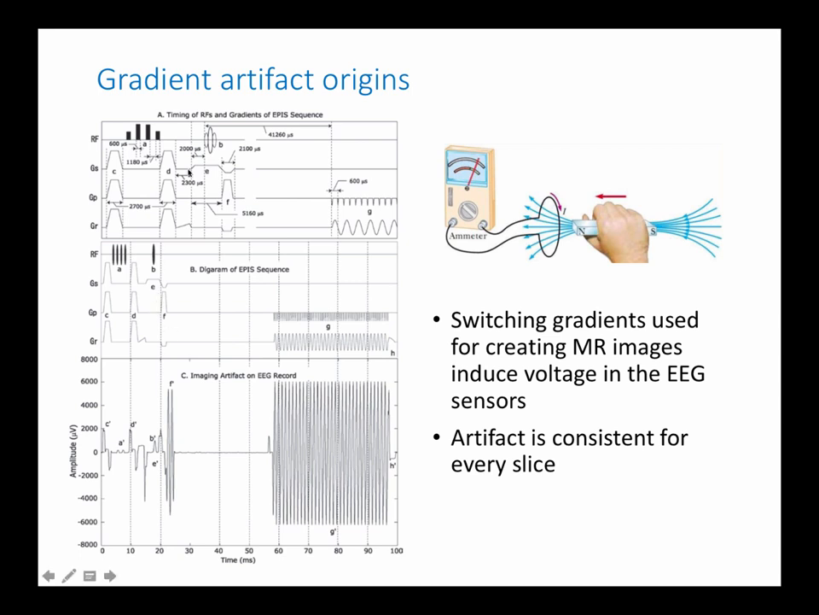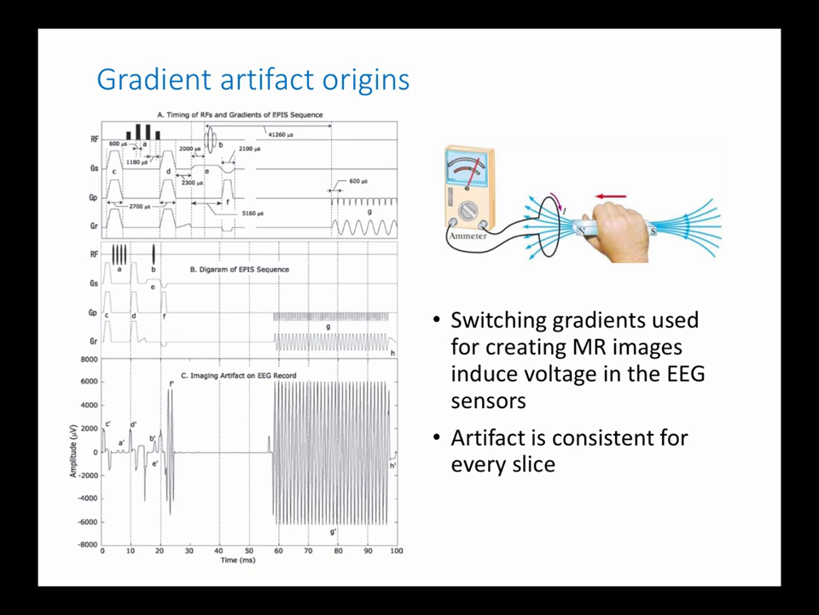So this is a bit of a complicated plot, but really what I want you to take away from it is that when the imaging gradients are on, basically you get the artifact. And so this is coming from some basic physics: if you have a switching gradient, this gives you an induced voltage, and so that's basically what the EEG electrodes are measuring, right? Some electrical signals.